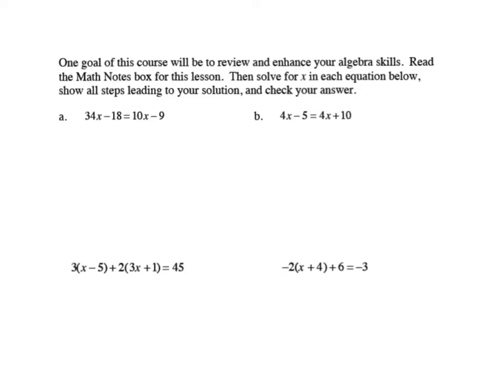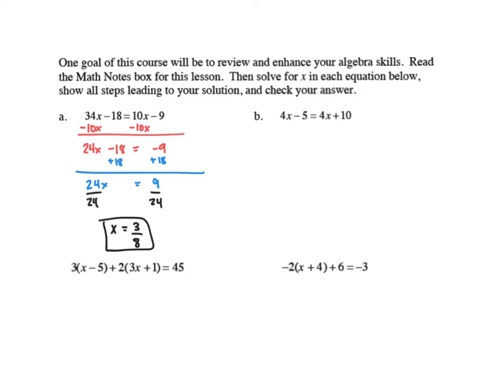In part A, my first step is going to be to subtract 10x from both sides. I want to get all my x's together on one side. And then I'm going to go ahead and add 18 to both sides to get just the x on the left side and move everything else to the right side. Then from there, I'm going to go ahead and divide to get my answer for x. Then I can plug it back in to check my result to see that it does make the statement true.